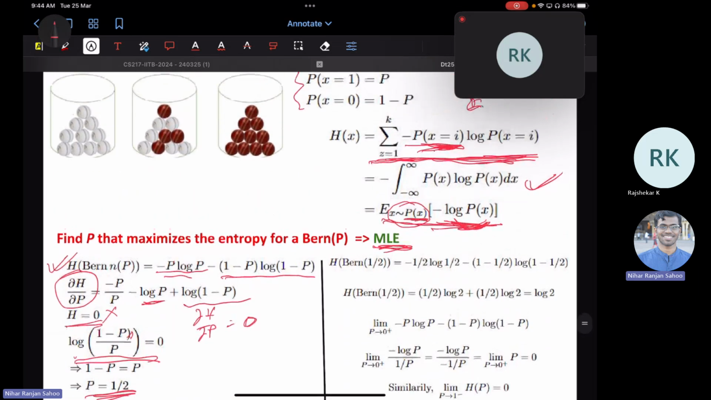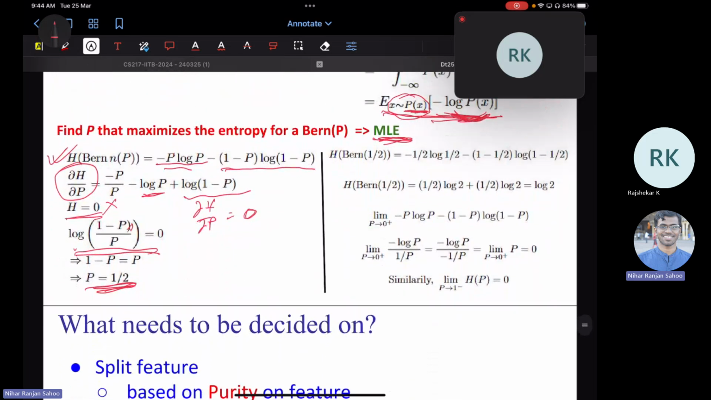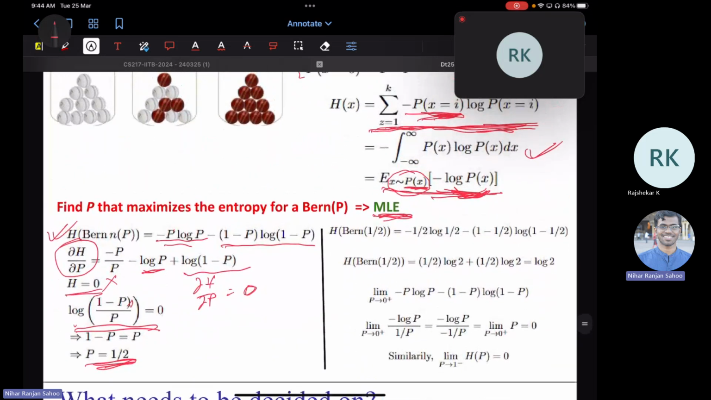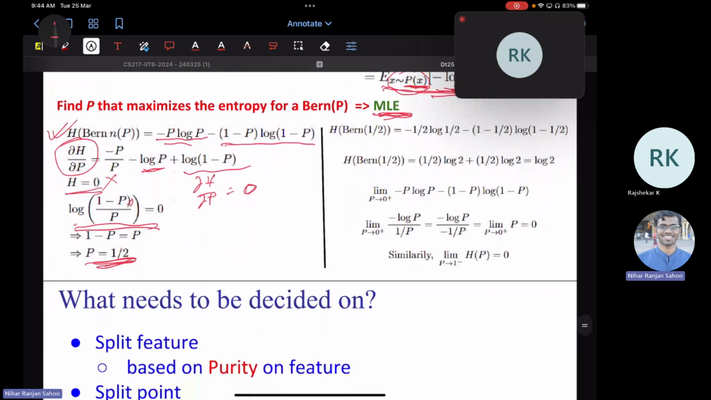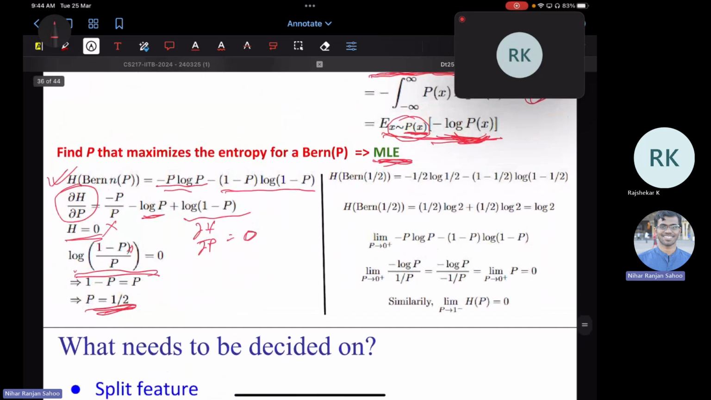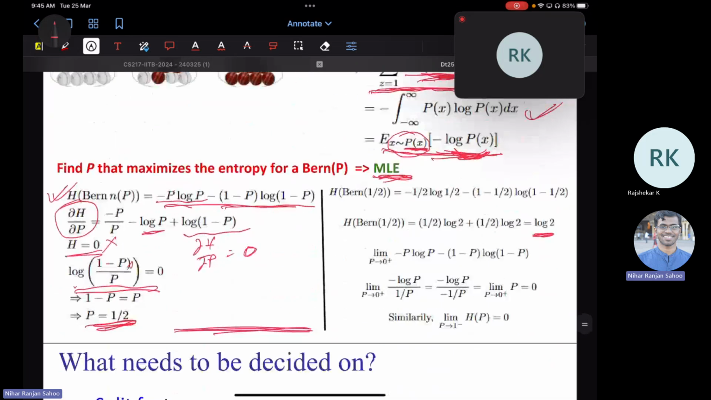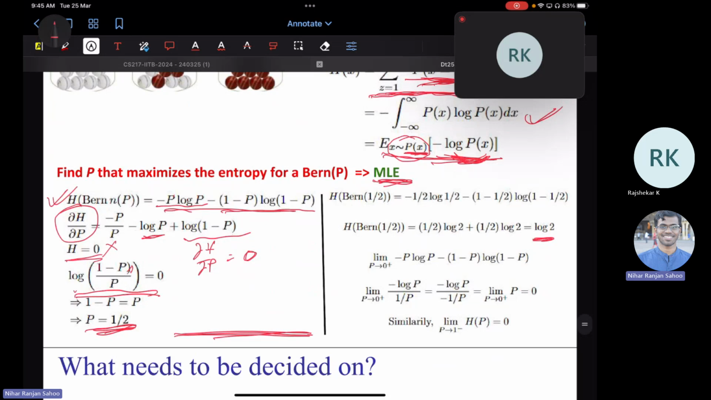So this is for the Bernoulli. If P equal to half, we have the maximum randomness or the maximum entropy, right? So what is that maximum value? We have to put the optimized P you got into this formulation. If you put that particular value, we'll get log 2. So how will the distribution of entropy look for the Bernoulli random variable? For that we need to know. We know at 1/2 it will be log 2, right?